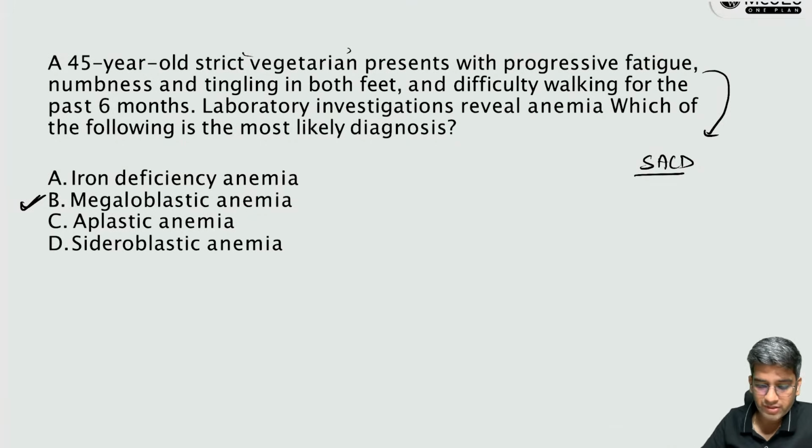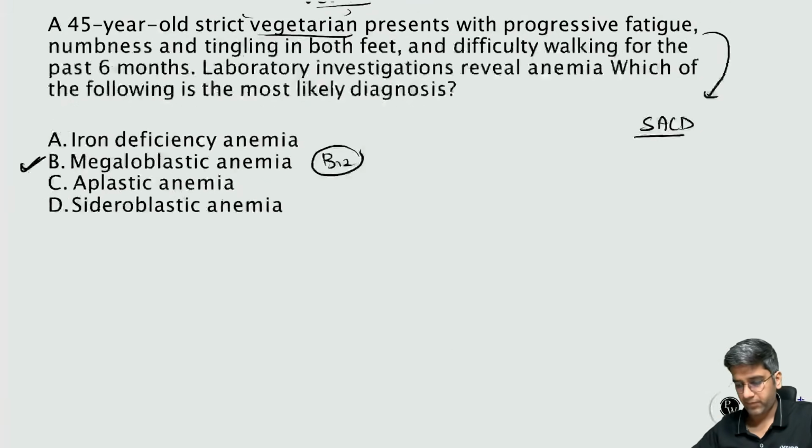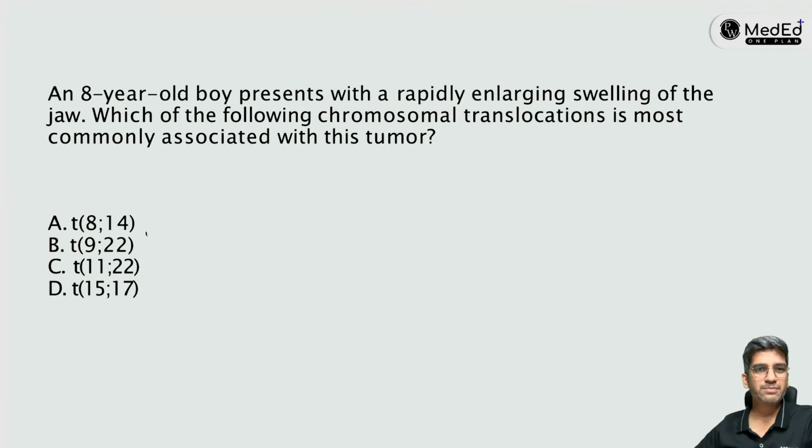The problem is vegetarianism is not the history. Vegan could be the right one. Vegetarians don't have B12 deficiency. Vegan people will definitely end up having B12 deficiency, and B12 deficiency megaloblastic anemia will be the most appropriate answer here. Fine. Okay. Simple one. Some questions are really easy.